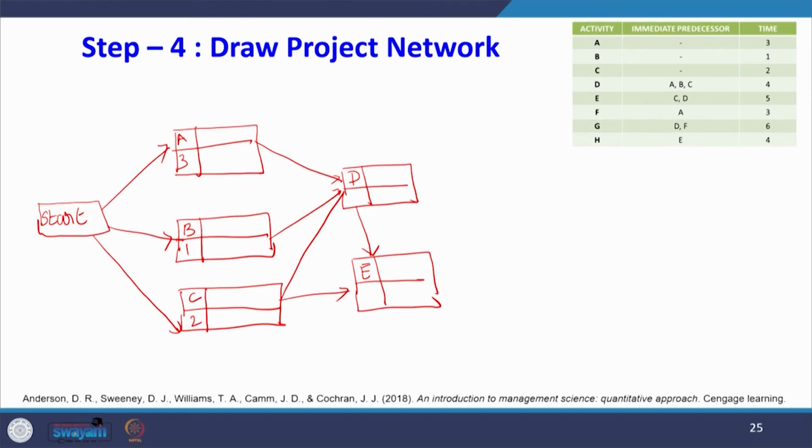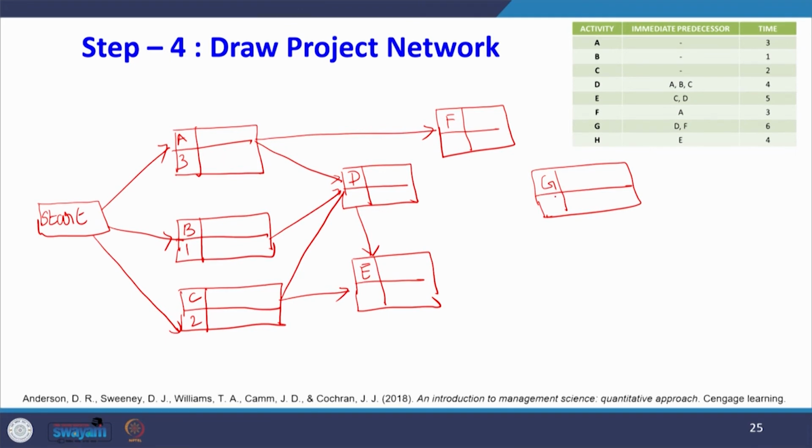Then activity F. So, for activity F, I am writing the predecessor is A. Then for activity G, the predecessor is D and F. Okay, for activity H, the predecessor is E. Okay. So, we have drawn the project network.